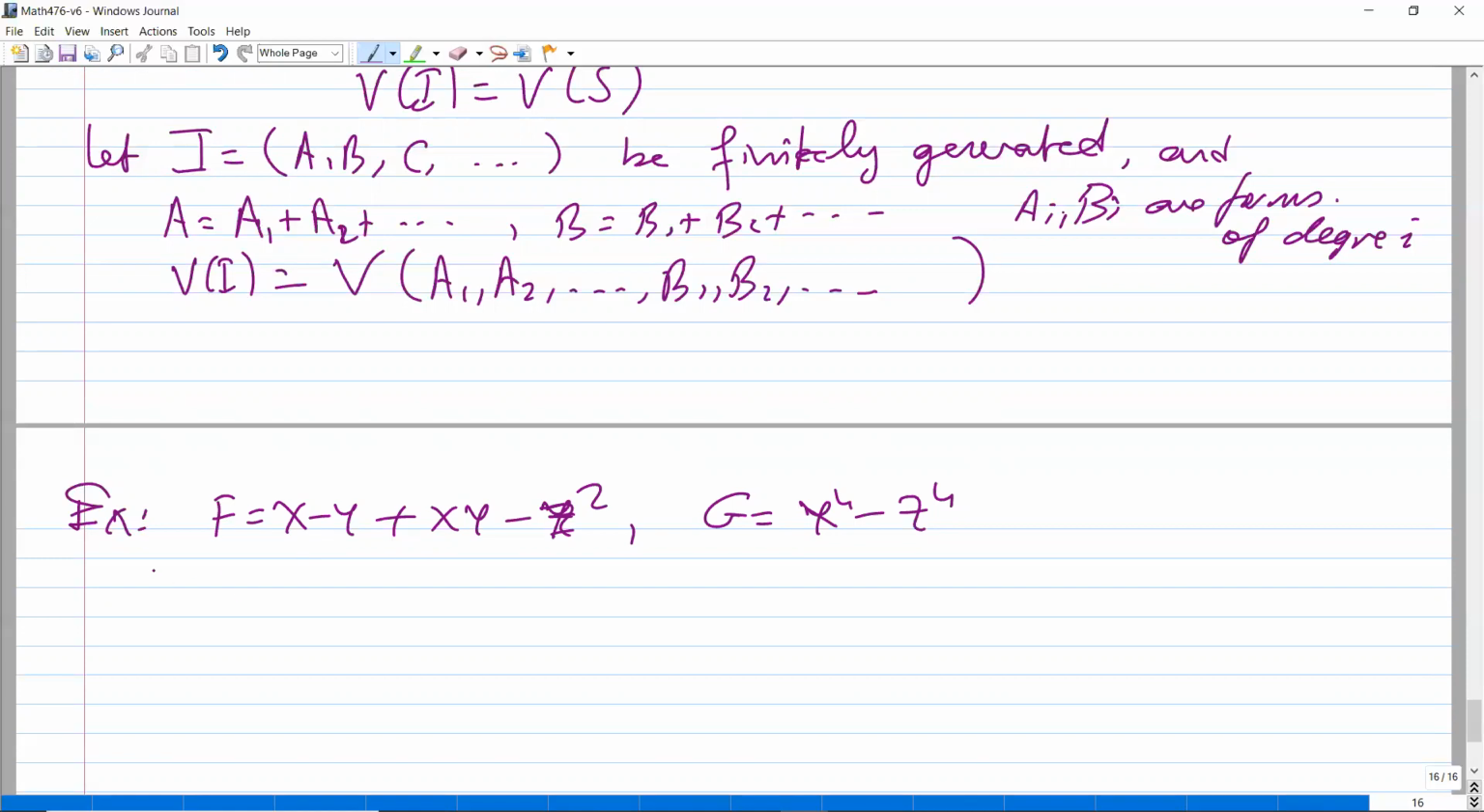So the zero set of the ideal generated by F and G is the same thing as the zero set of x minus y, xy minus z squared, and x to the 4 minus z to the 4. Well, we can take the generators to be these polynomials, these forms. Here it is z squared. This is z squared, right?